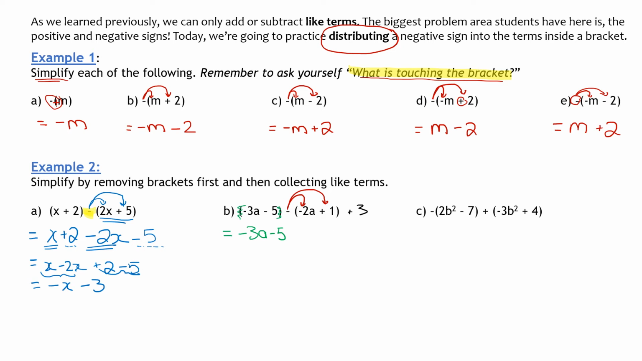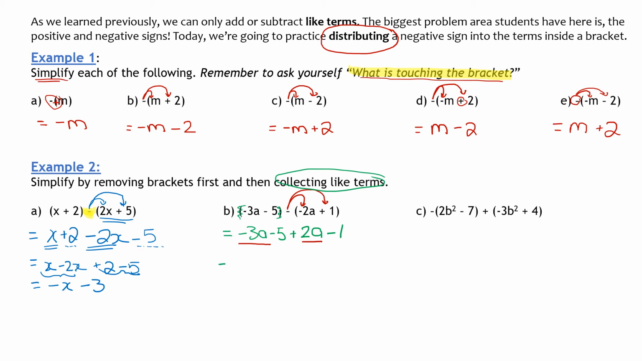So let me erase all this. Okay, so back to our question here. We distribute the negative in, that becomes a plus 2a, and distribute the negative to the positive 1, and that's a minus 1. Now we collect our like terms. I collect my a's first. So here's an a and here's an a. So let's put those down first.